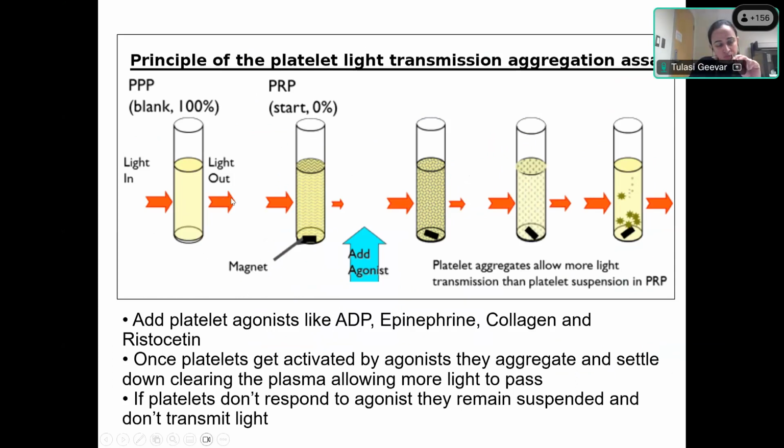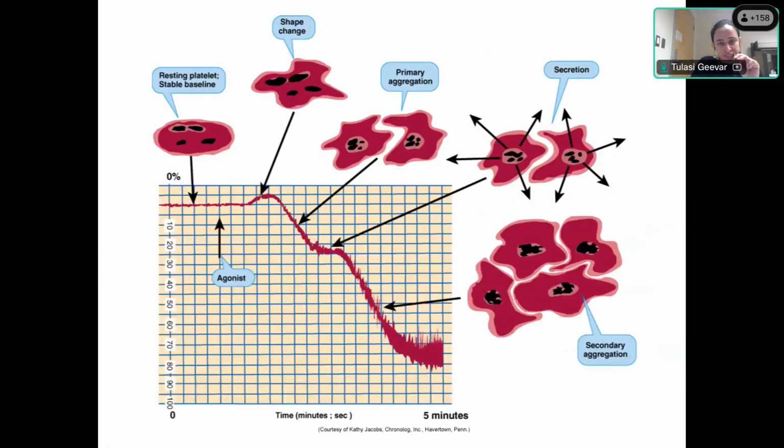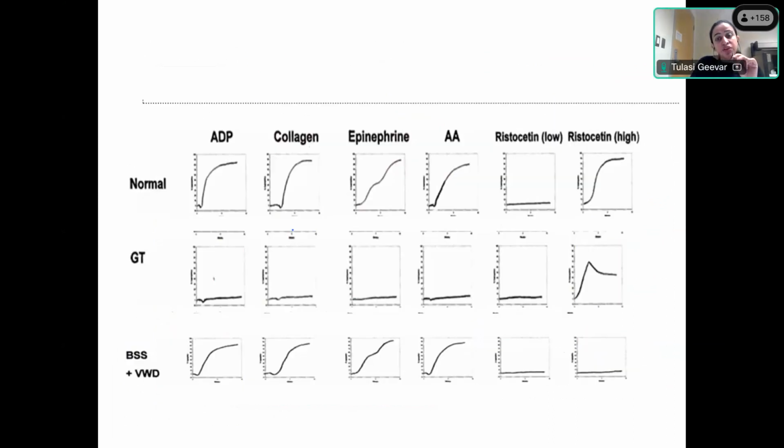allows 100% of the light to pass through, while the PRP is turbid and does not allow light to pass through. But as you add the agonist and the platelets start aggregating with each other, more light is allowed to pass through. And this change in transmission of light is plotted in a graph like this. The different changes as the platelets aggregate are represented in the graph. Now, depending upon the different patterns of platelet aggregometry, you can diagnose different platelet function disorders.